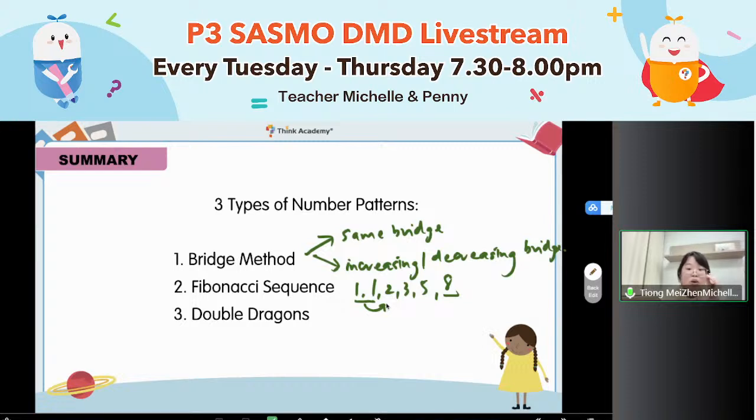What about double dragons? What is the characteristic here? When you see the sequence suddenly become big, suddenly become small. Okay, so these are the Kung Fu that I pass you today. Have you learned that? Okay, all good? Do you understand? Yes, these are the 3 common types of number patterns that were tested in SASMO.